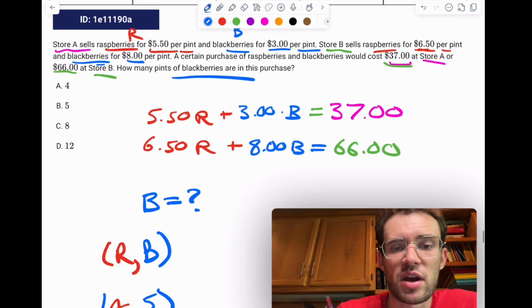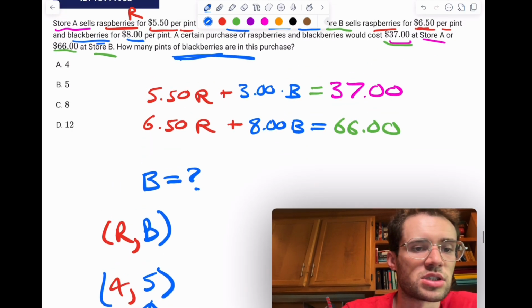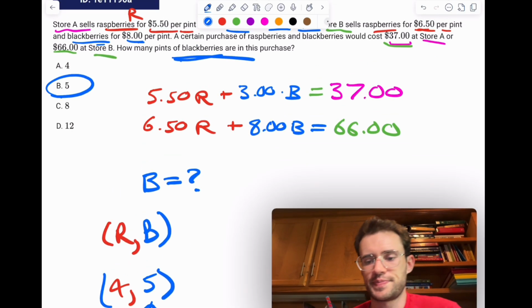Again, we're looking for what's the value of b. B is the number of pints of blackberries. We said that was 5. Okay, so it should be 5 pints of blackberries.